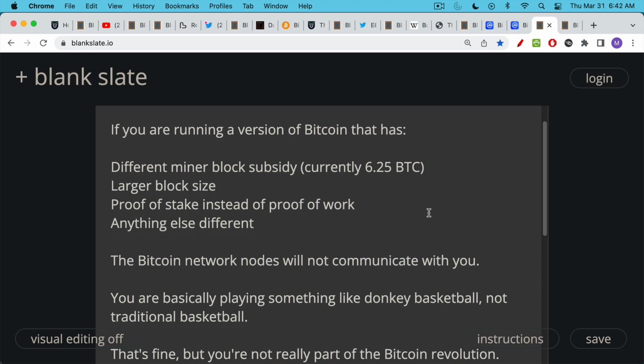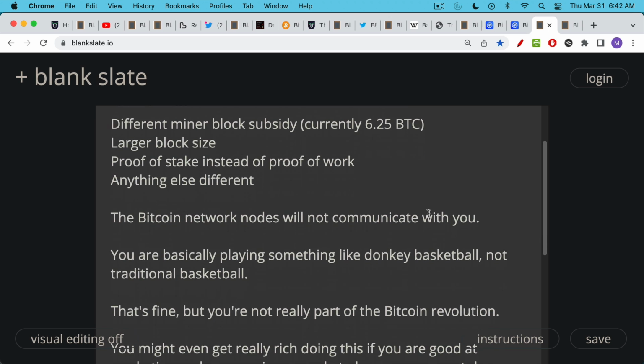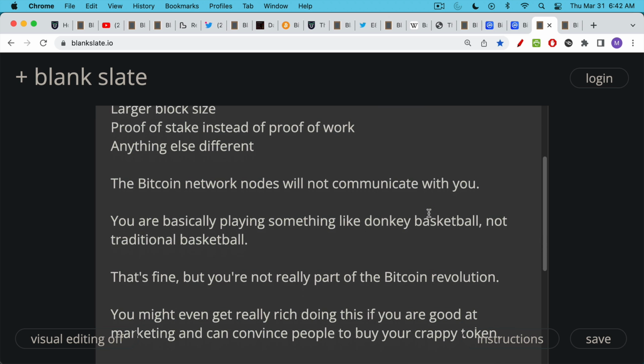And so if you are running a modified version of Bitcoin, you're basically playing donkey basketball. That's fine, but you're not really part of the Bitcoin revolution. You're not where the action is at. You're not where the liquidity is, where the real brand is. You're not buying the same Bitcoin that Tesla has been buying or that Michael Saylor's been buying.